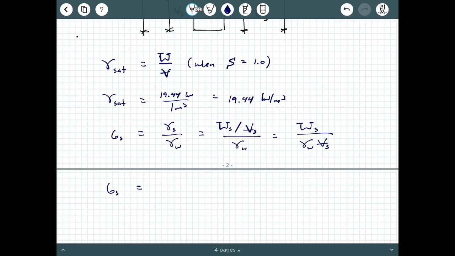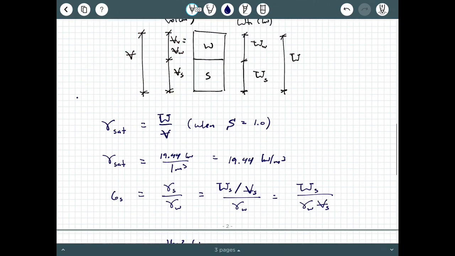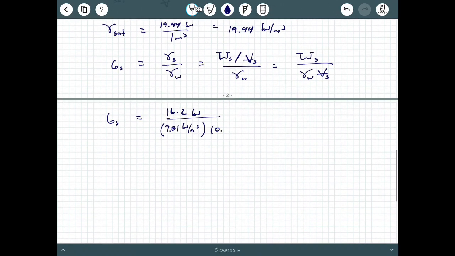My weight of soil solids was 16.2 kilonewtons. The unit weight of water is 9.81 kilonewtons per meter cubed. And my volume of soil solids that I had just calculated was 0.67 cubic meters. So let's write that here, 0.67 cubic meters. And notice that all my units end up canceling. So 16.2 divided by 9.81 times 0.67. And I get a specific gravity of 2.46. And that's one of my answers.